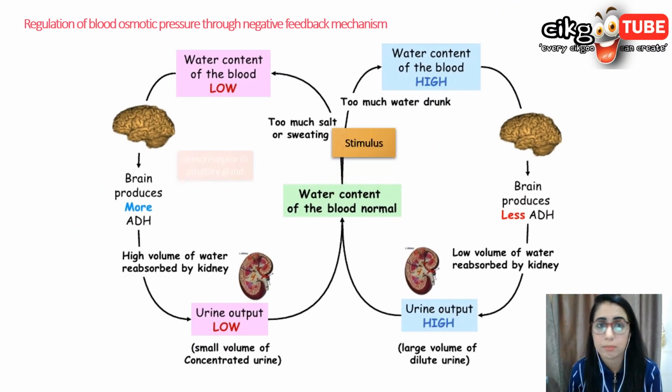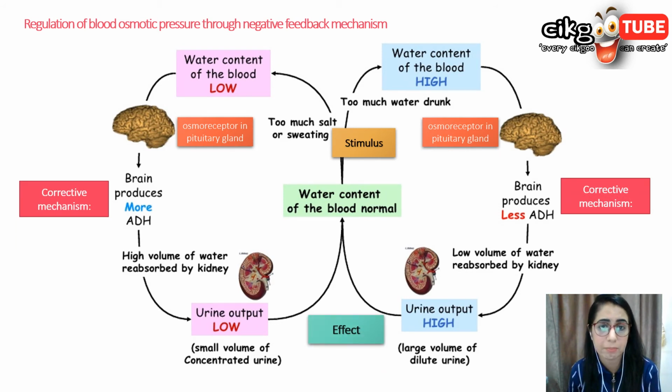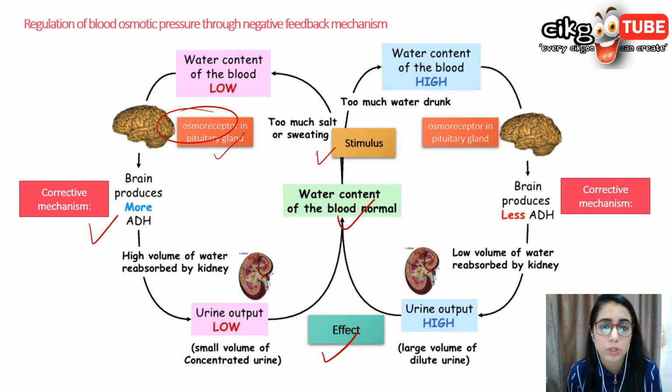Okay, so let's look at the regulation of blood osmotic pressure through the negative feedback mechanism. So as usual, we have the stimulus, and we have the osmoreceptors. The stimulus is detected by the osmoreceptors in the pituitary gland. Osmo is because of osmosis, water, so that's why they're called osmoreceptors. Okay, and then there is a corrective mechanism which produces an effect to bring the water content back to normal. It's either that the water content increases or decreases.